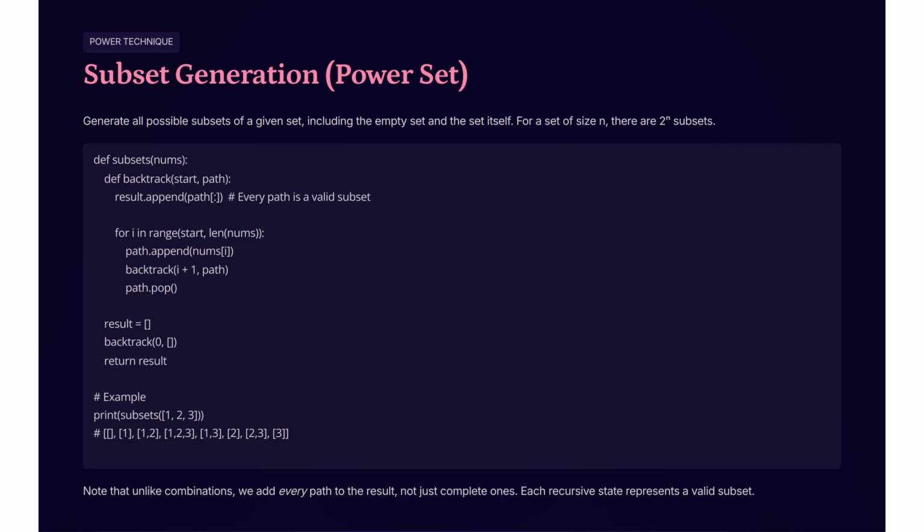Subset generation, or the power set, involves creating all possible subsets of a given set, including the empty set and the set itself. For a set of size n, there are 2^n subsets. Unlike combinations, every recursive state is a valid subset, ensuring comprehensive coverage of all potential groupings.